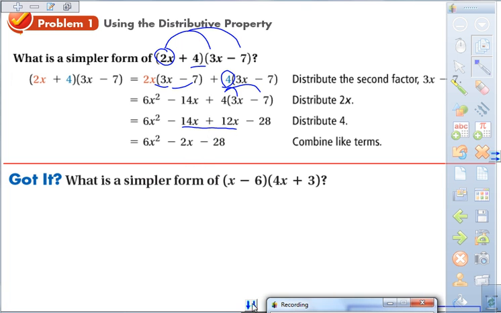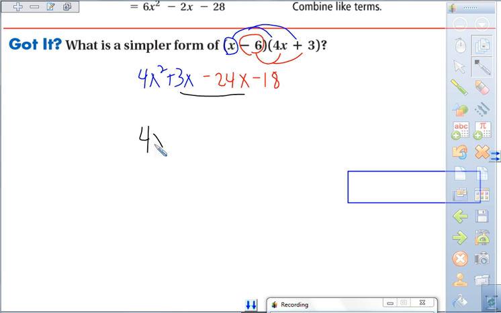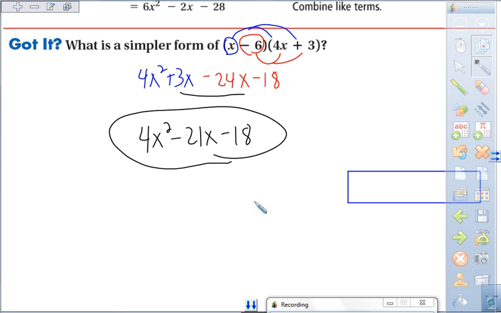So let's try one of these together. So first of all, we're going to do x times the chunk. So that's 4x squared plus 3x. And then I'm going to do the negative 6 times the chunk. And that gives me negative 24x minus 18. And now I have some like terms to combine. So I leave the 4x squared alone. Minus 21x simplifies, minus 18. And nothing else can be simplified, so this is our best answer.